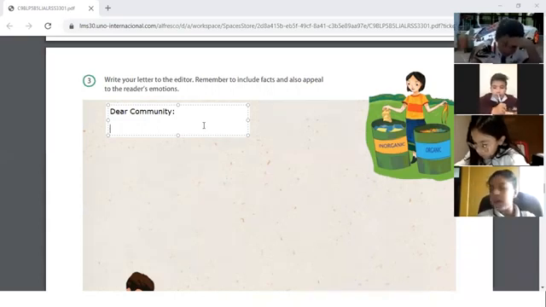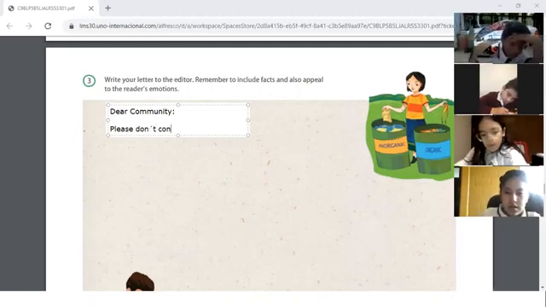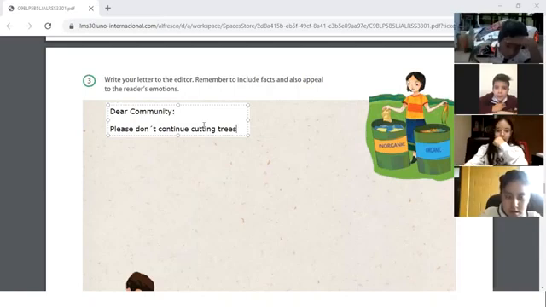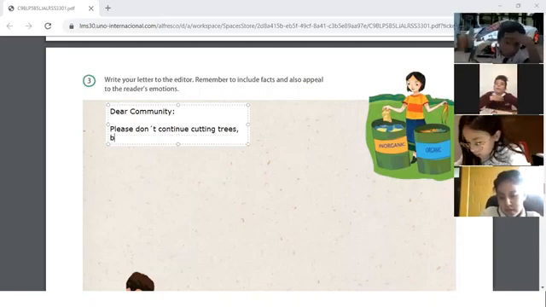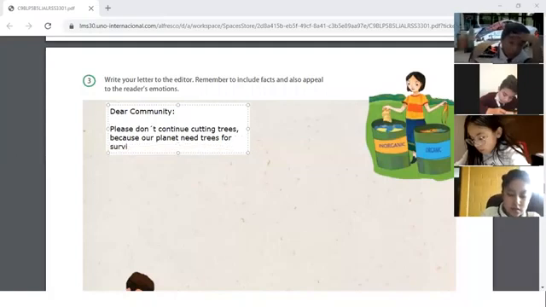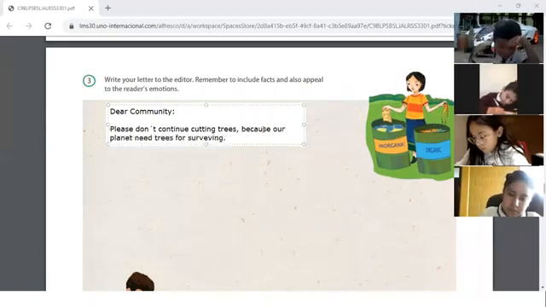So what do we have to do? Don't continue with the deforestation and logging. Excellent. Please, don't continue cutting trees. Why? What is the reason? Because the planet needs the trees to have oxygen. The planet needs trees for surviving. Excellent, super good. Then, what do we have to do?